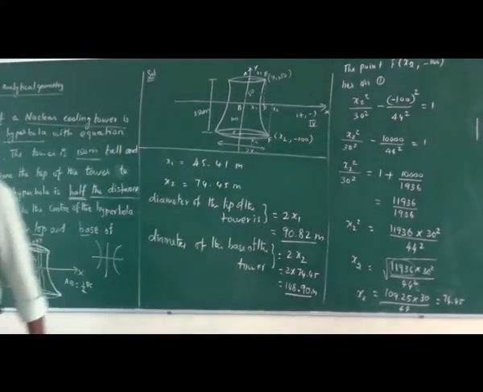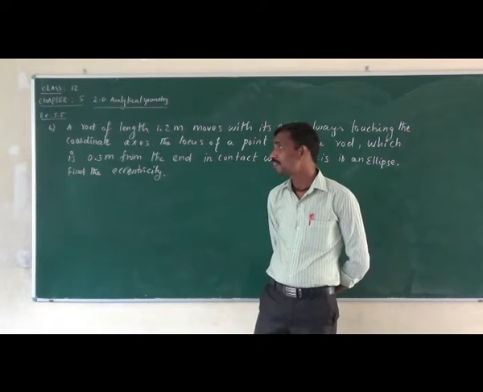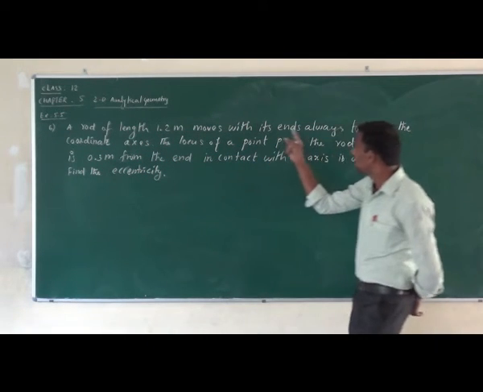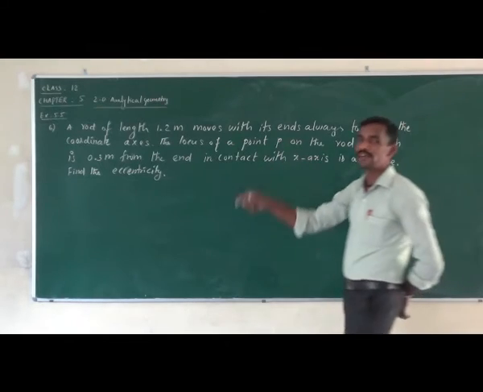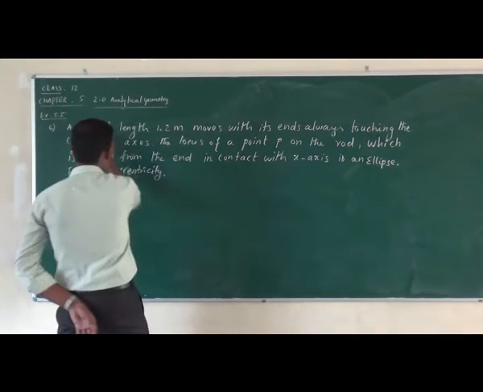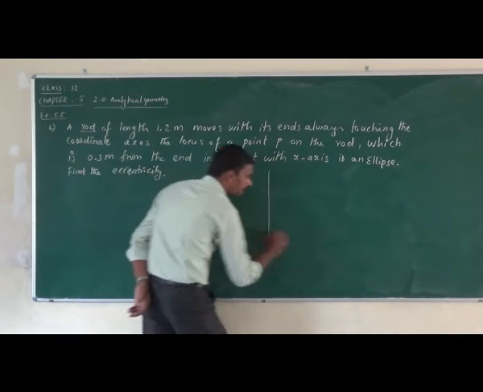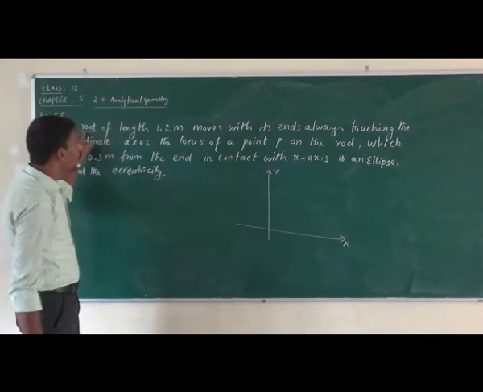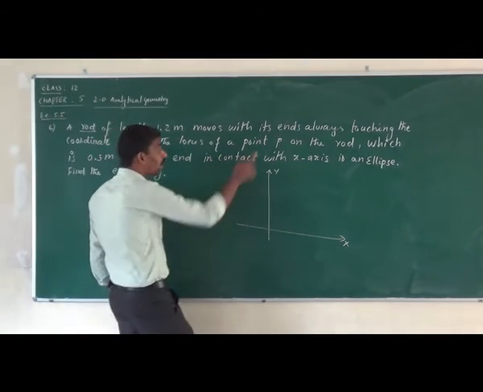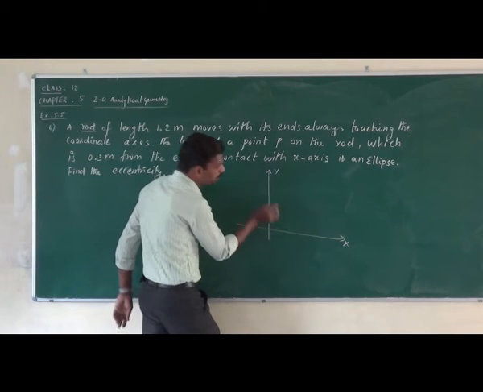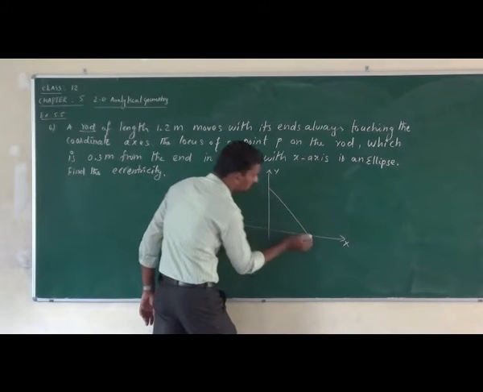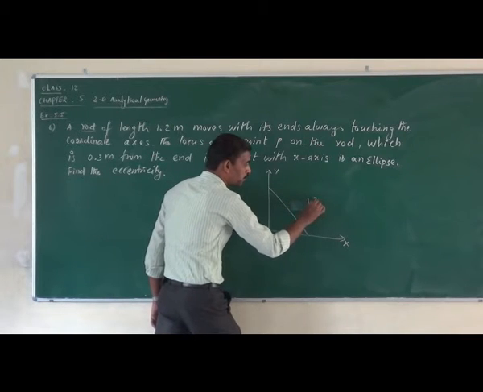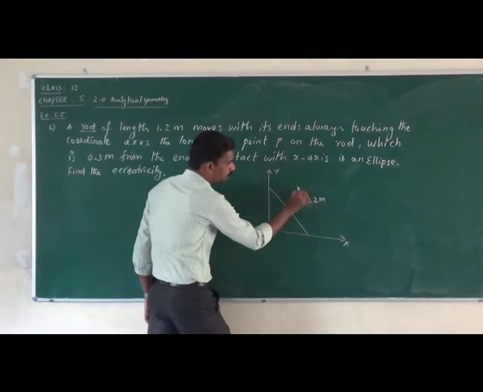Thank you. Hi students, this is exercise 5.5, question number 6. A rod of length 1.2 meter moves with ends always touching the coordinate axis. Okay, consider a rod. So you want to draw the diagram. So this is coordinate axis, x-axis and the y-axis. A rod of length 1.2 meter always touch the coordinate axis. Always touch the coordinate axis means you want to draw like this. This is a rod which has 1.2 meter.